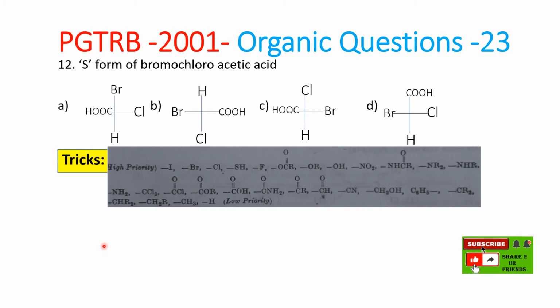The trick we need to know is the priority. First iodine, bromine, chlorine, thio, and then only fluorine. Okay. This is the way we need to get. And then acyl, alcohol, nitro, and then amide, and then secondary amine, primary amine, and then amine. It's a trichlorocarbon, and then acid chloride, ester, acid. This is also amide here, and these compounds will keep on coming this way. Okay, the lowest priority is hydrogen, so the last one is hydrogen.